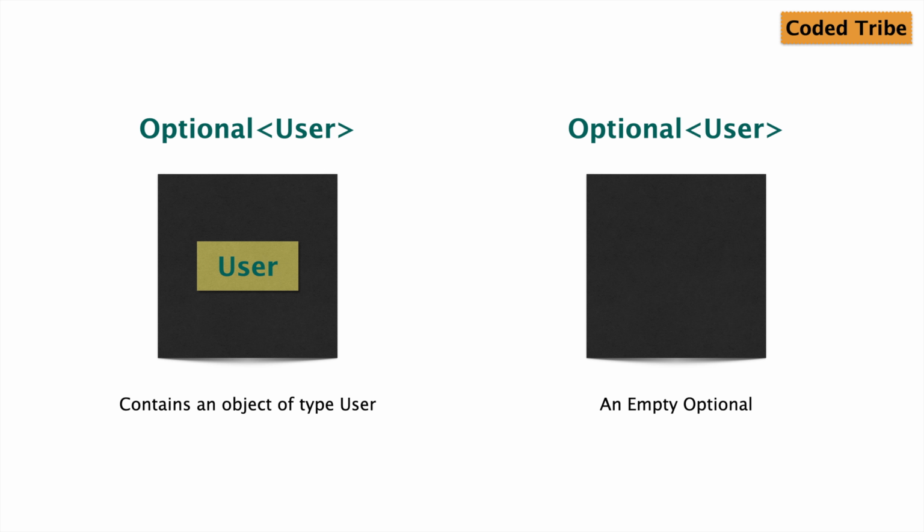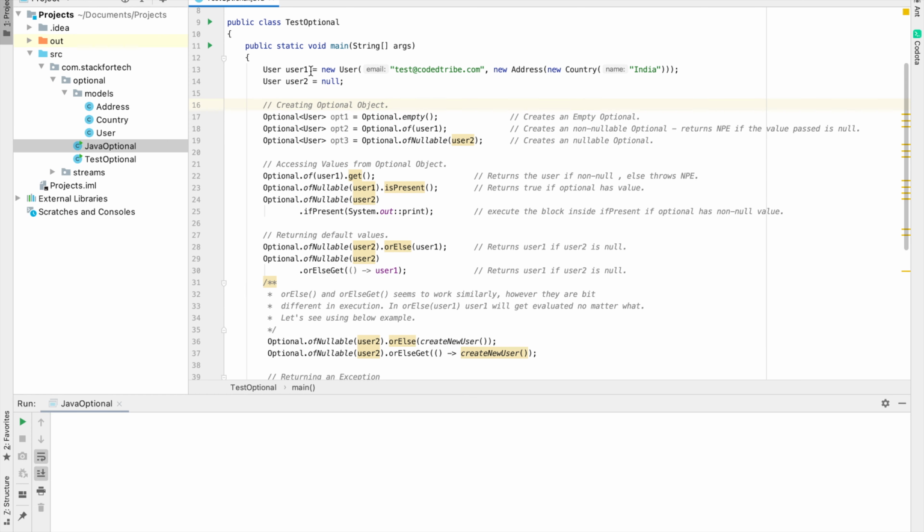Let us go to the IDE and see how we can create an Optional object and what we can do with it. So here we have a user object which has attributes like the email address, the address and the country. And we have another user object which is a null object. The way we can create an Optional object is of three types. We can create an empty Optional object which cannot have any value. This statement, Optional.empty, will create an empty Optional object. Then in the second case, Optional.of(user1) will create an Optional object of type user.